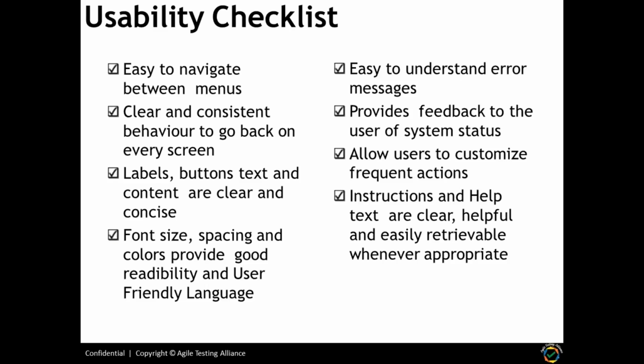The labels, button text and content should be clear and concise, especially in terms of accessibility, that is, for people who have special needs or those who have poor eyesight; for them the button text and content should be very clear and concise. The font size, the spacing and colors should provide good readability and user-friendly language. Then very easy to understand error messages. So whenever we test an app, you should follow this kind of checklist, which will help you to ensure that the usability is being taken care of.